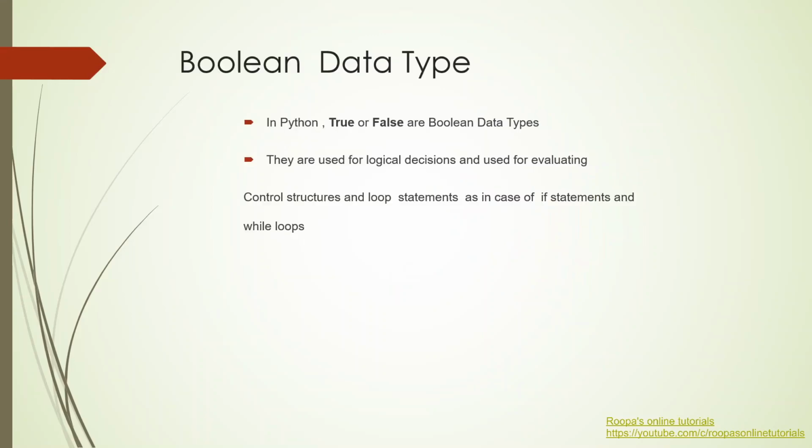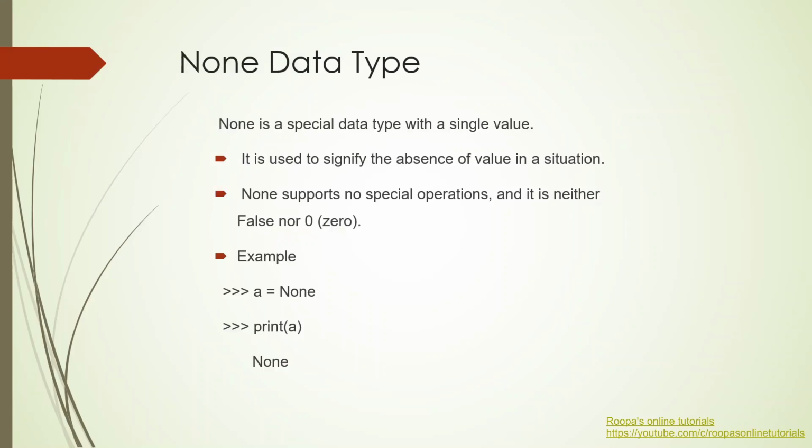Okay, Boolean data type, the next data type that you have in Python is called the Boolean data type. It can take True or False, and this is mainly used in while loops, like while True, and in if statements for the logical decisions to be made. The Boolean data type is used.